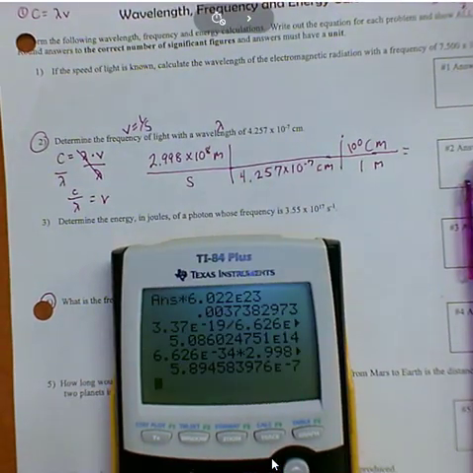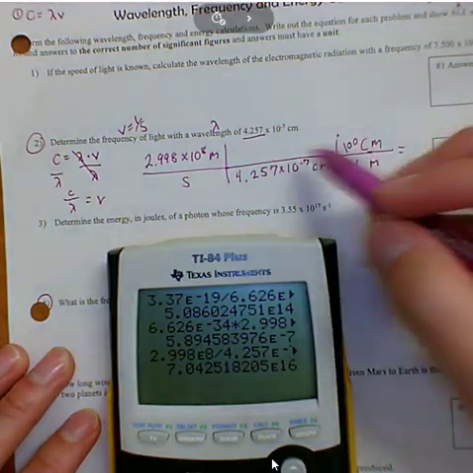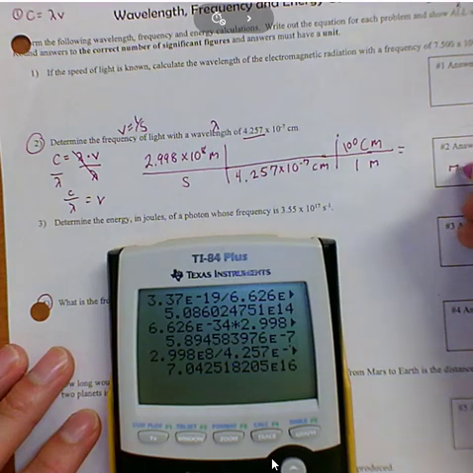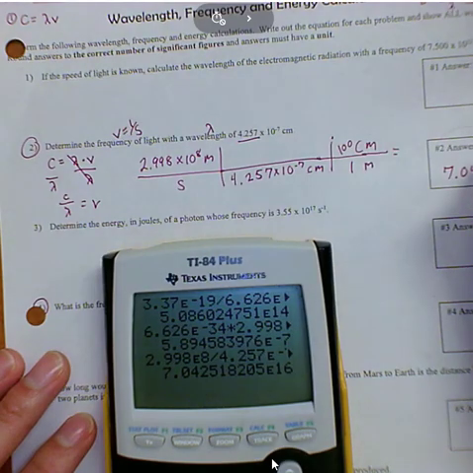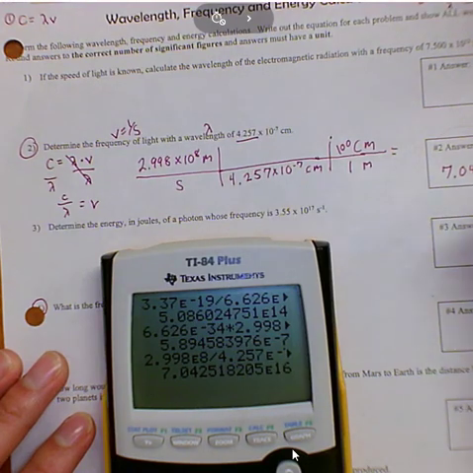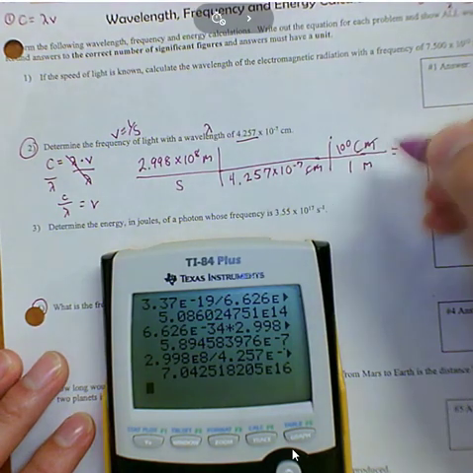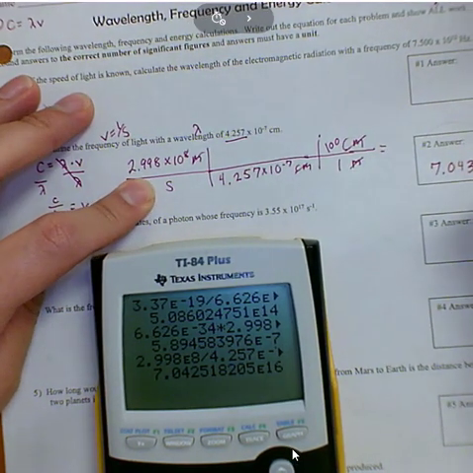So in this problem, it'll be 2.998 e to the 8 divided by 4.257 e to the negative 7 times 100. And I get in 4 significant figures because this number right here is 4 sig figs, 7.04. The 2 is going to round up to a 3, so 3. And then it says E16 at the end, so times 10 to the 16. Canceling out my units, I'm left with seconds in the denominator, so 1 over seconds or hertz.